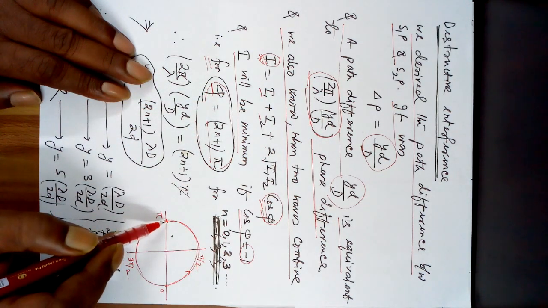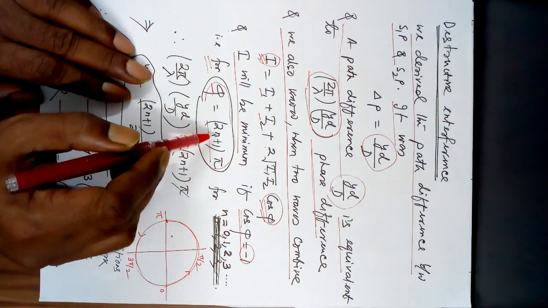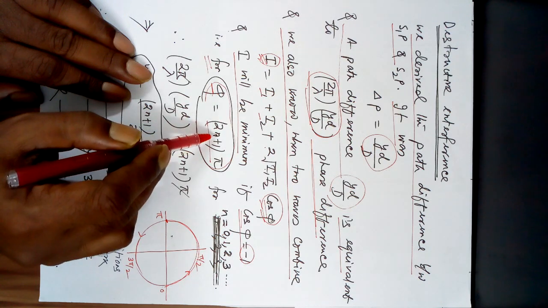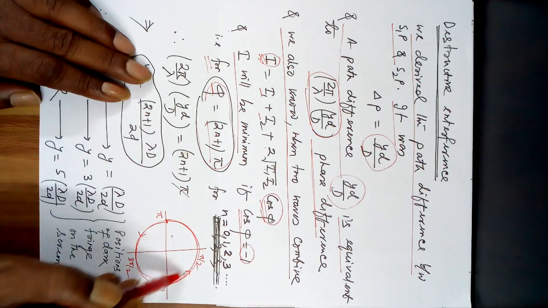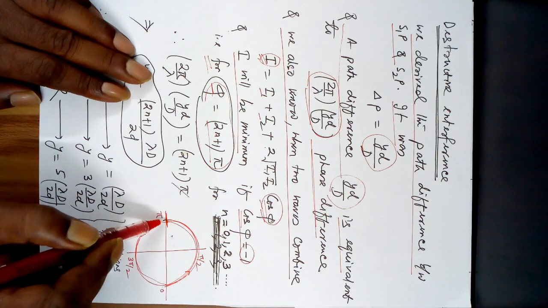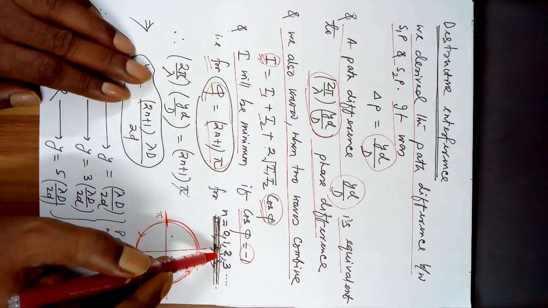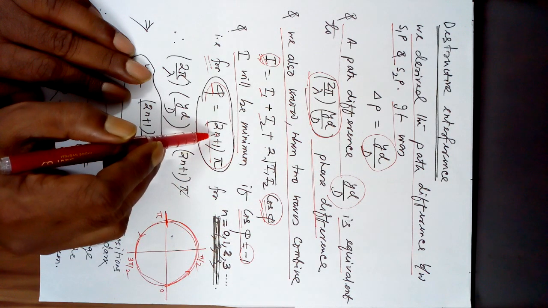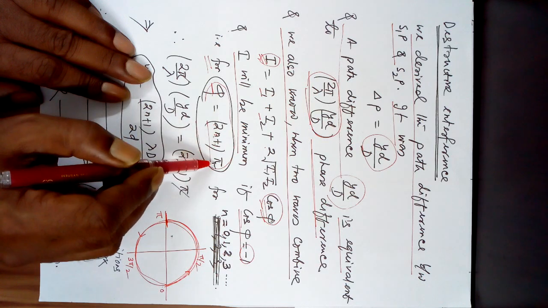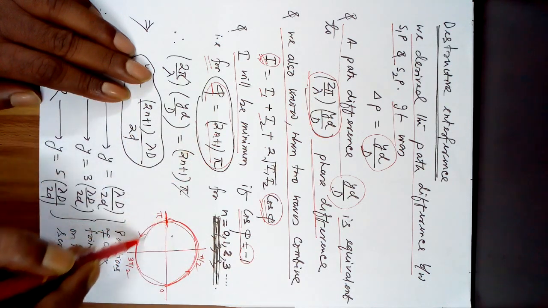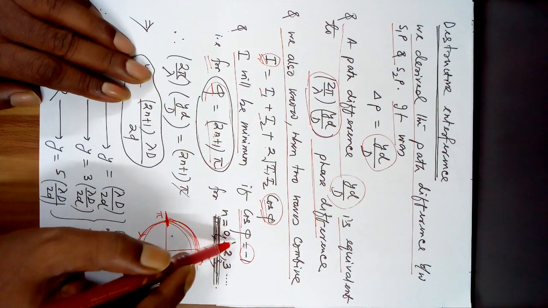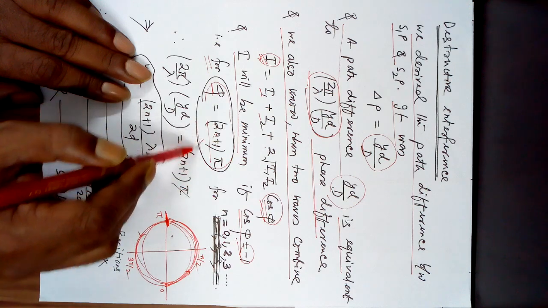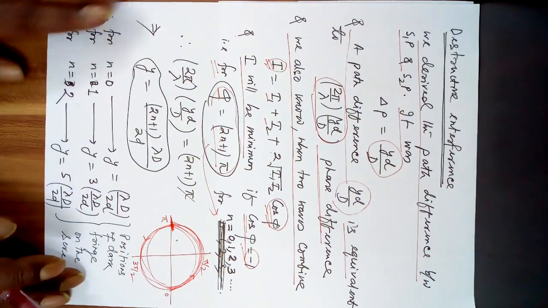And the value of cos pi is equal to minus 1. For n is equal to 1, this becomes 2 into 1, 2 plus 1, 3 pi. Pi, 2 pi, 3 pi, again the same point. So the cos value is again minus 1. For n is equal to 2, 2 2's are 4 plus 1, 5 pi. Pi, 2 pi, 3 pi, 4 pi, 5 pi, again the same place. So the cos value is equal to minus 1. So under this condition, the intensity is maximum.